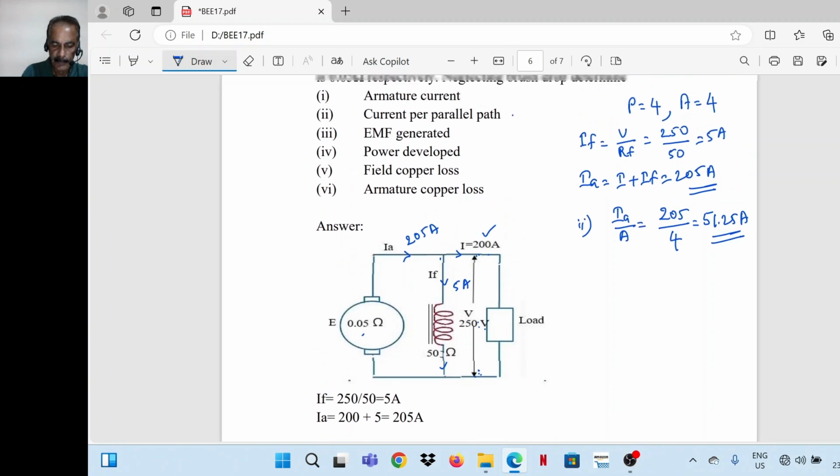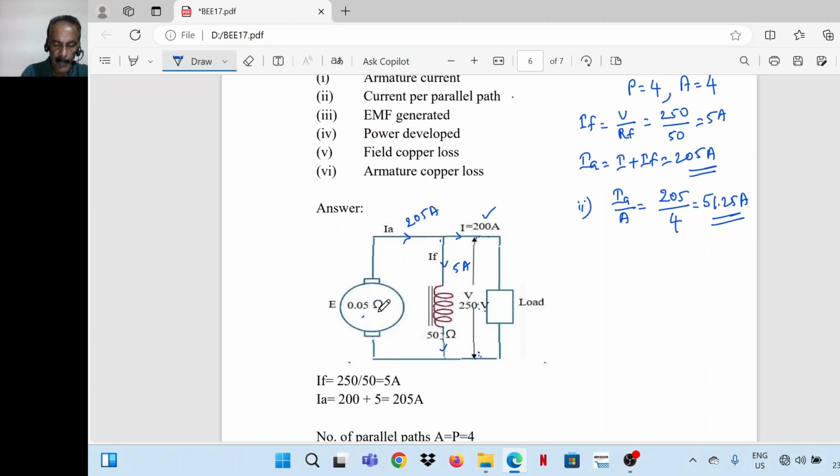Then next, so there are 4 parallel paths. This is a lap-wound machine. So number of poles is equal to number of parallel paths. There are 4 parallel paths. The complete armature current will divide among these paths. So current per parallel path is IA divided by number of parallel paths. 205 divided by 4, 51.25.